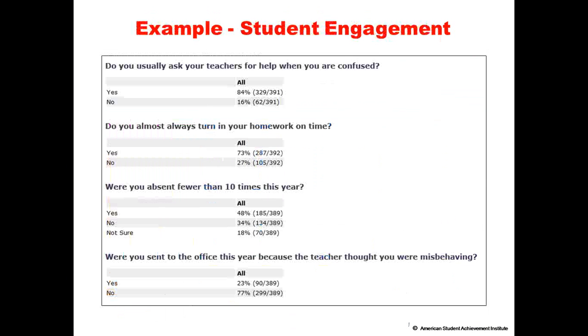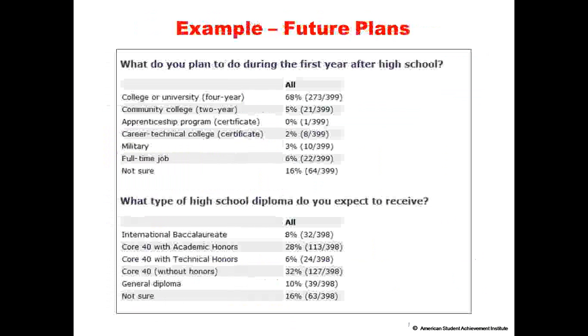Okay. So here's an example of what some of the reports would look like. This is the plans and choices questions, and these questions are about student engagement. Do you usually ask your teachers for help? Do you always turn in your homework? Were you absent fewer than 10 times? Were you sent to the office? So these are all questions based on choices that we think kids make, and these are student engagement choices.